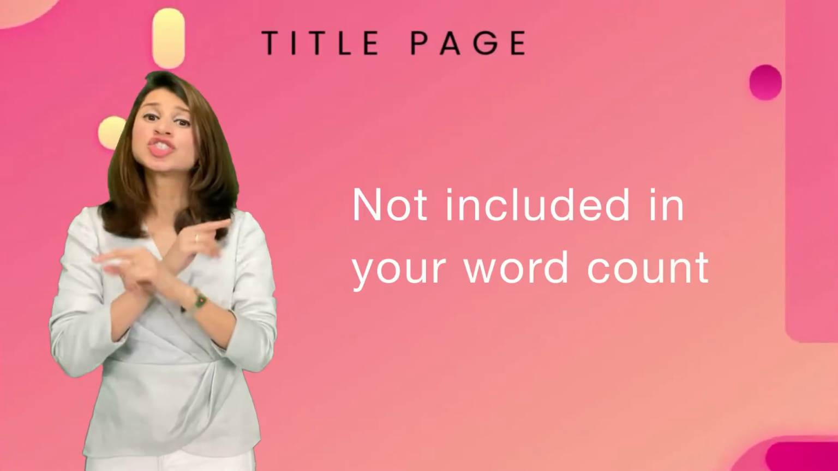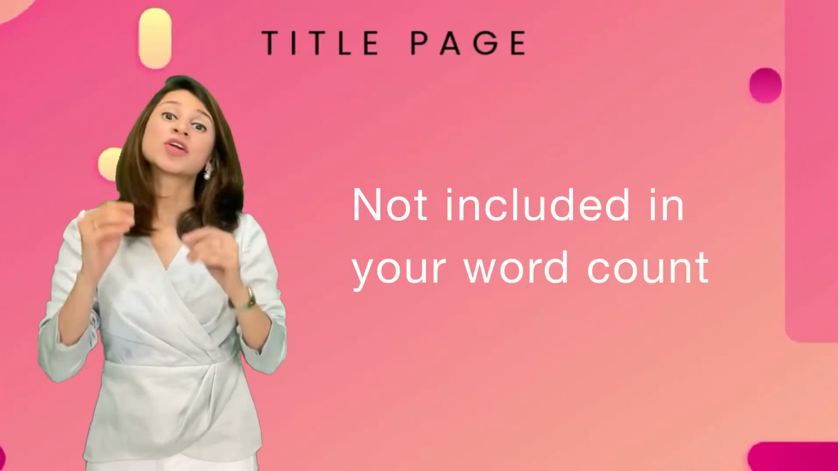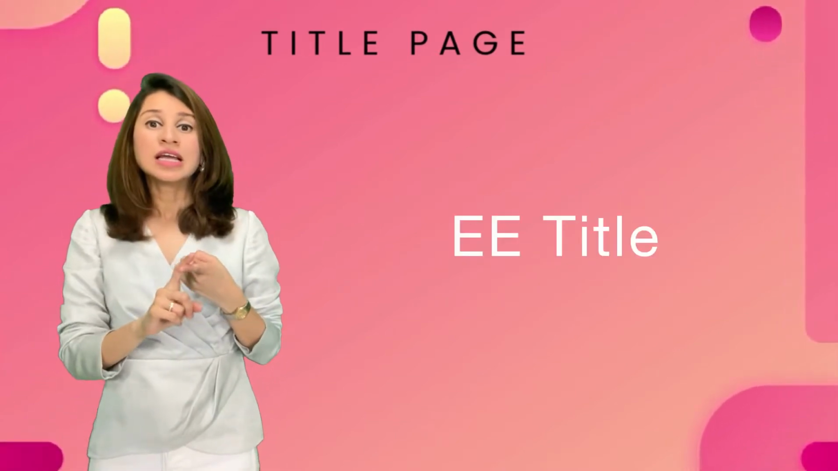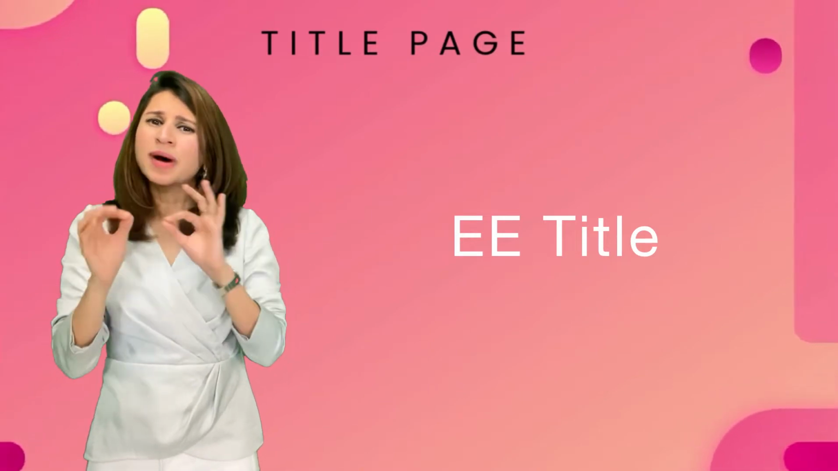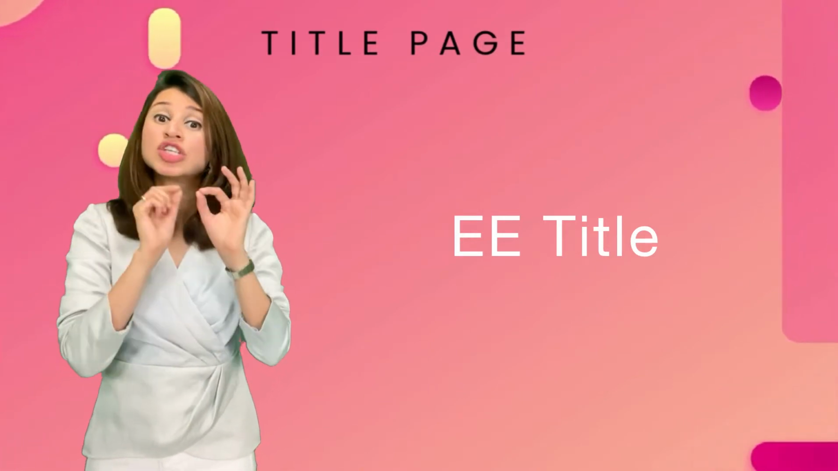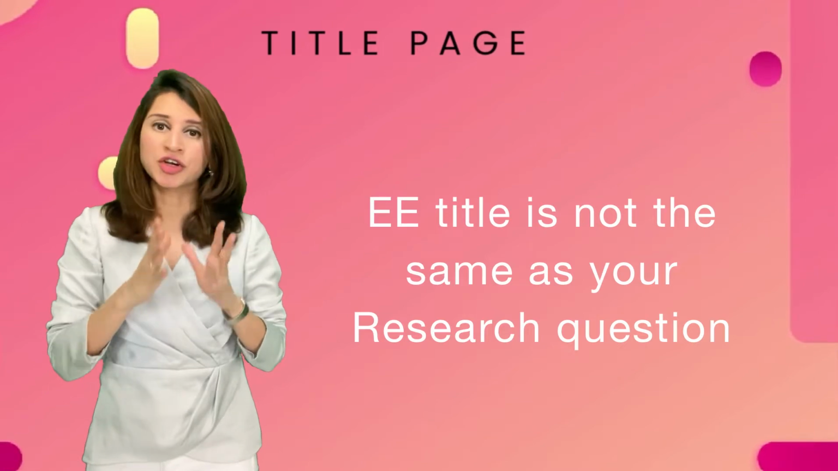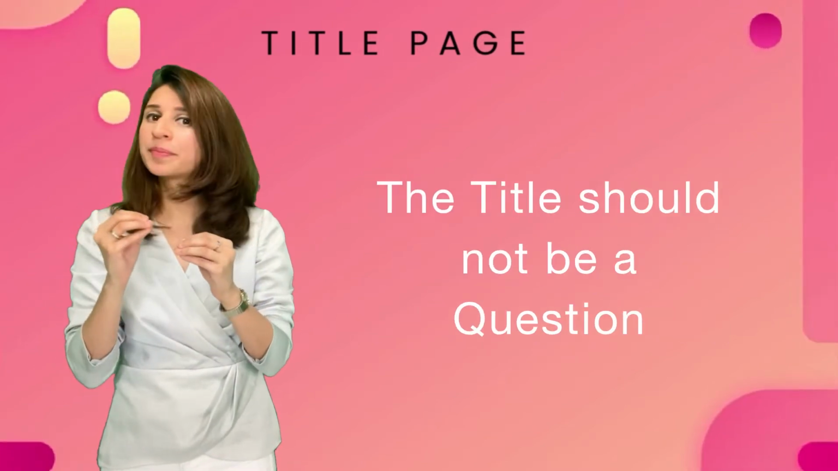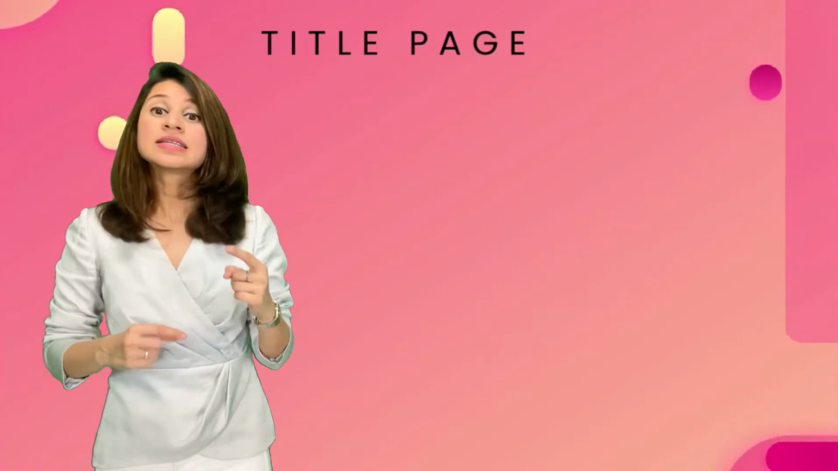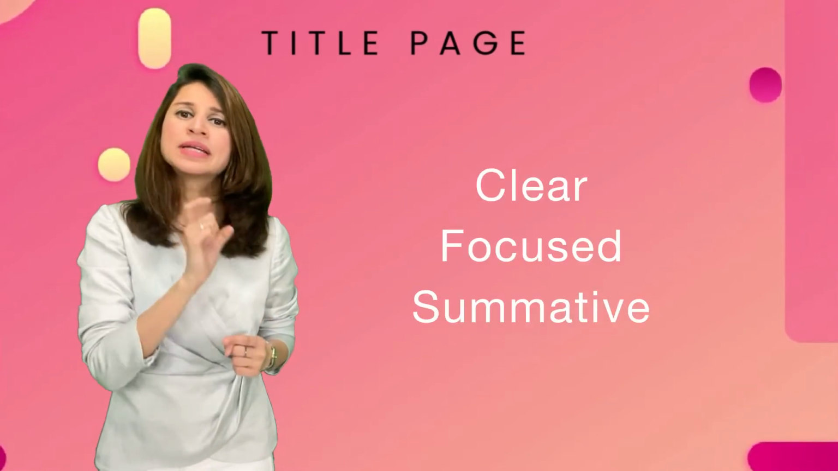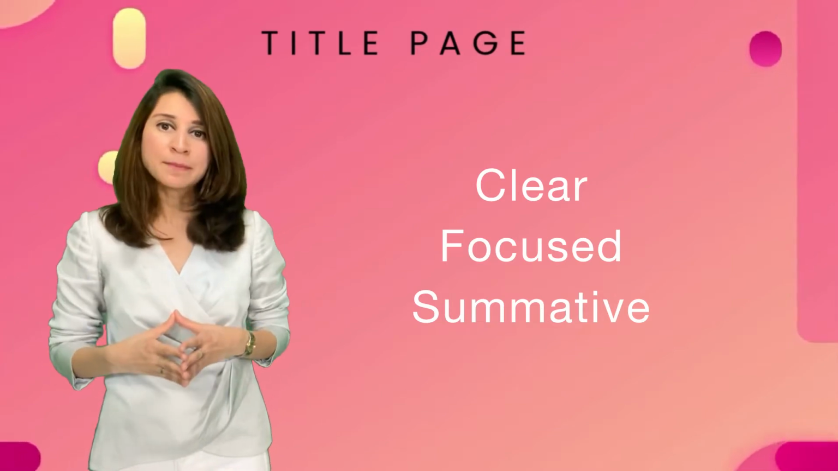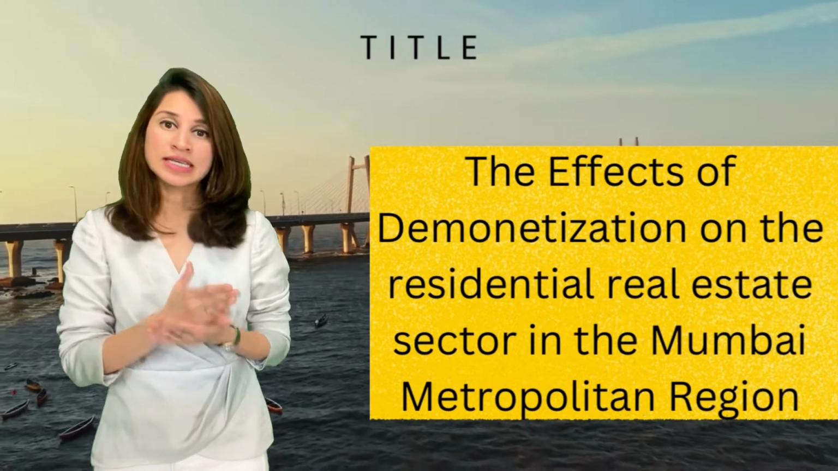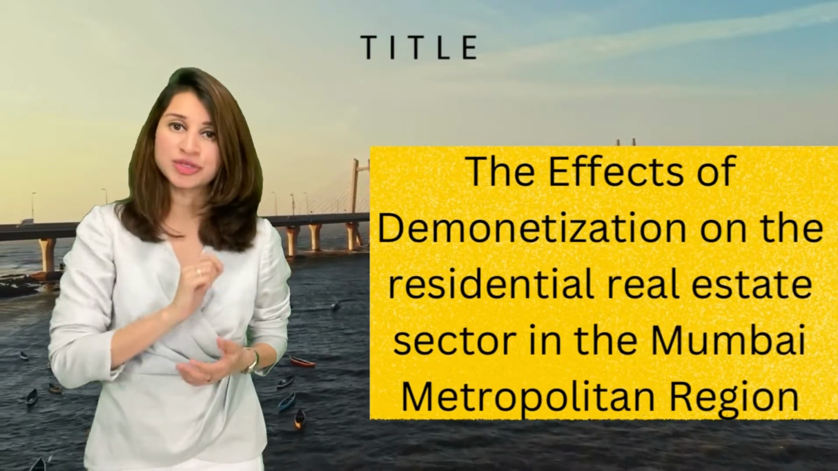The title page is not included in your word count, and your title page should include only the following information. First is your EE title. This part is slightly confusing because it's not the same as your research question, your RQ. The RQ is written in the form of a question, but the title should not be a question. Instead, it is a clear, focused, summative statement of your research. For example, the effects of demonetization on the residential real estate sector in the Mumbai metropolitan region.